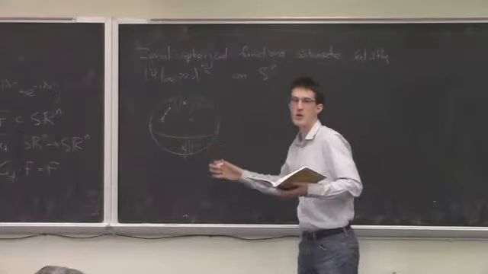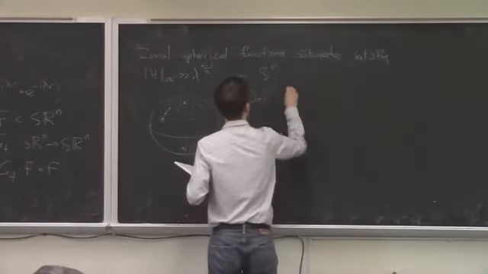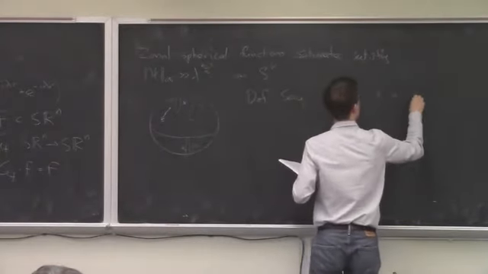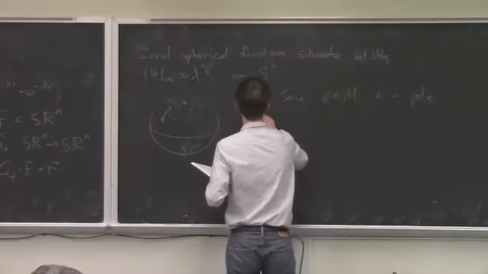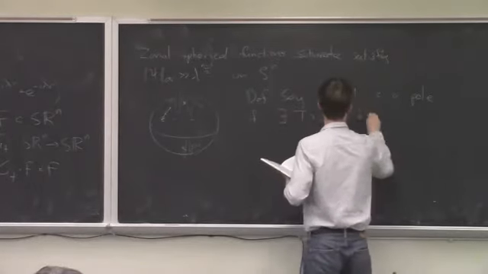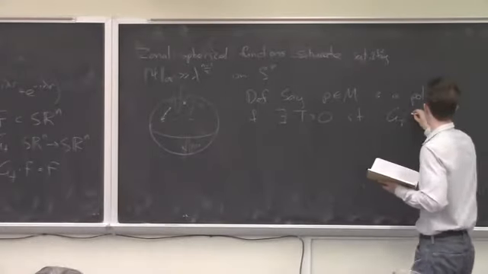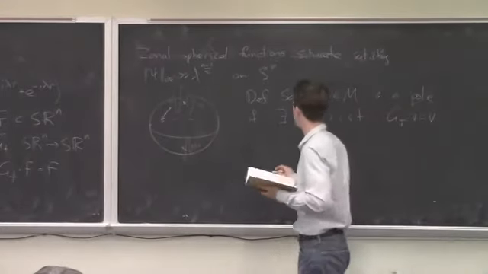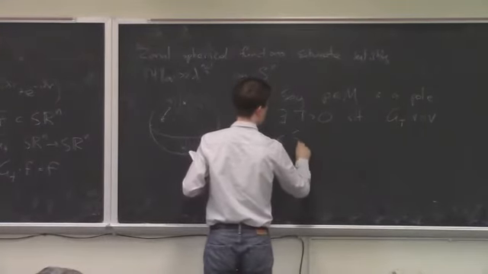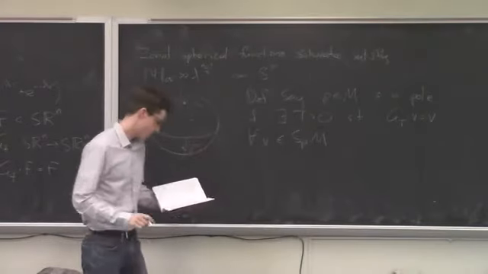So, in general, I'll call a point like that a pole. We say a point p in the manifold is a pole if there exists some positive time t such that g of t, the geodesic flow at time t, applied to v equals v for all v in the set of unit tangent vectors at p to M.